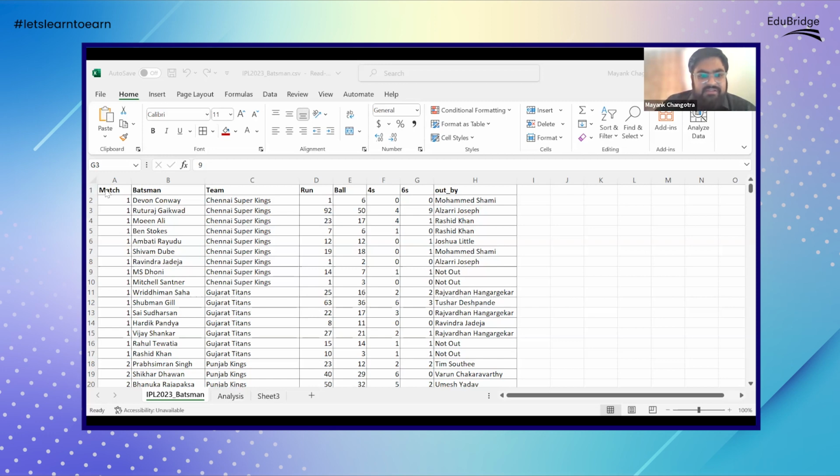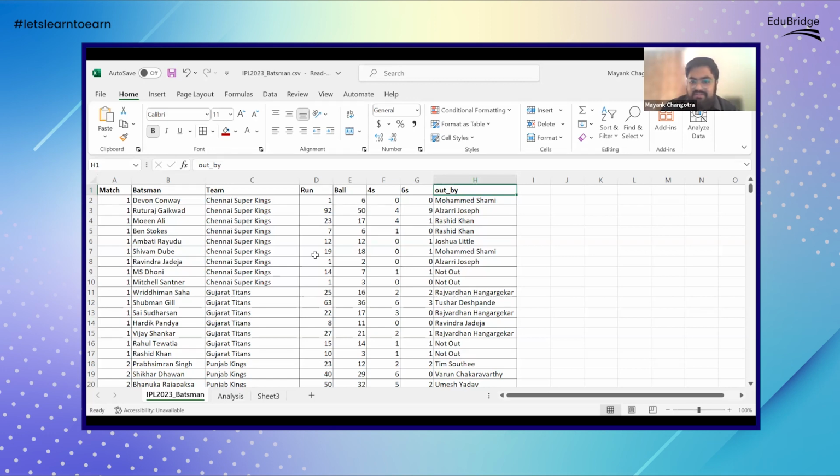Now this is a sheet of data with the match numbers, the batsman name, the team, how many runs that particular player scored in that particular match, how many balls he faced, fours, sixes, and who was the bowler that got him out. In a data analytics journey, the first part is data gathering or data collection. For that, I used Python and Beautiful Soup, collected this data and put it in Excel form. Now my data collection part is done, and I have this data in an organized form in CSV format.